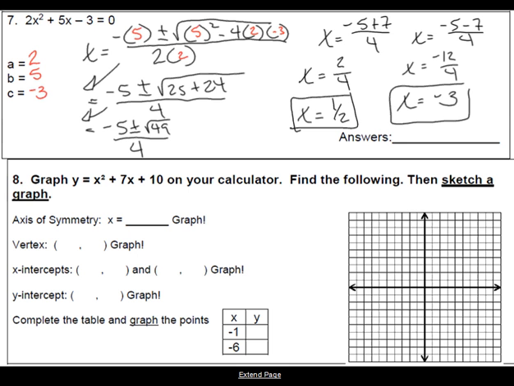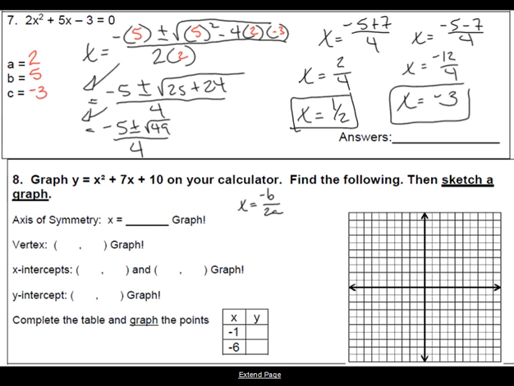Our next section deals with graphing quadratic functions. It says graph y equals x squared plus 7x plus 10. And then we have to go through and do the following. So my axis of symmetry. Remember, the axis of symmetry is a vertical line that says the opposite of b over 2a. The axis of symmetry is also the x-coordinate of our vertex.